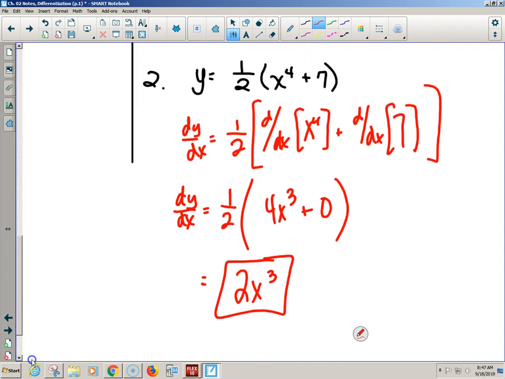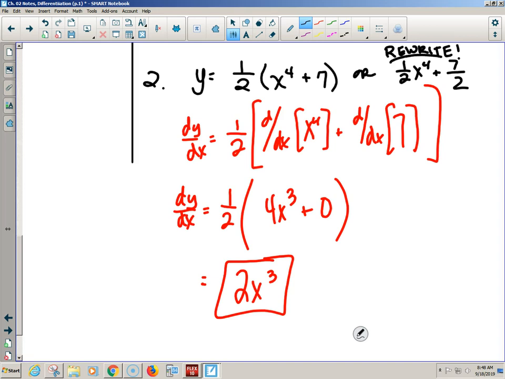Yeah, it is. What's another way of writing this though that you've also thought about first? You distribute. You can go for it the way it's given to you, or you can distribute: 1/2 x to the 4 plus 7. And then we could have just done the sum and difference rule and said, oh, hey, bring down the 4. 4 over 2 is 2. 2x cubed plus 0.